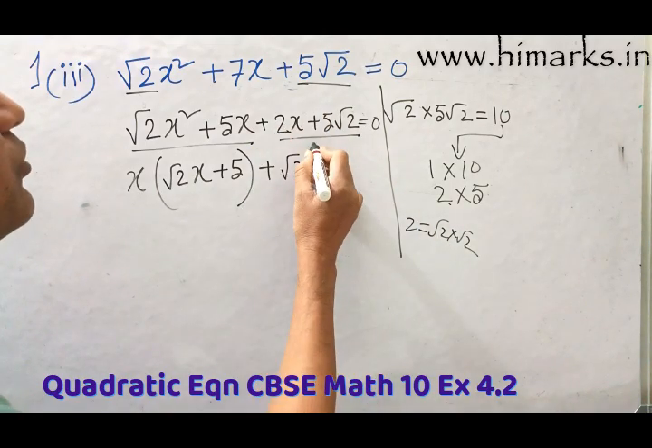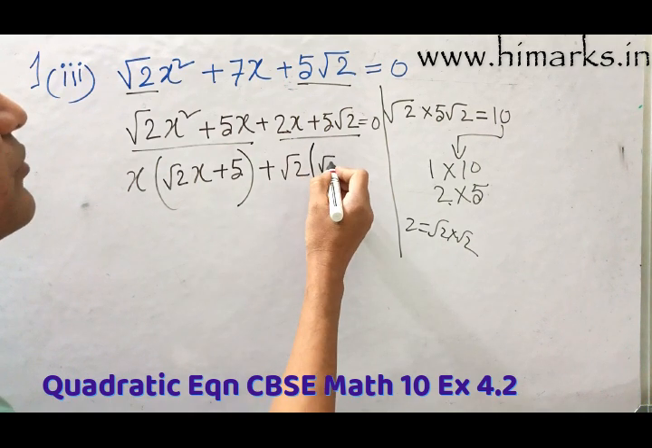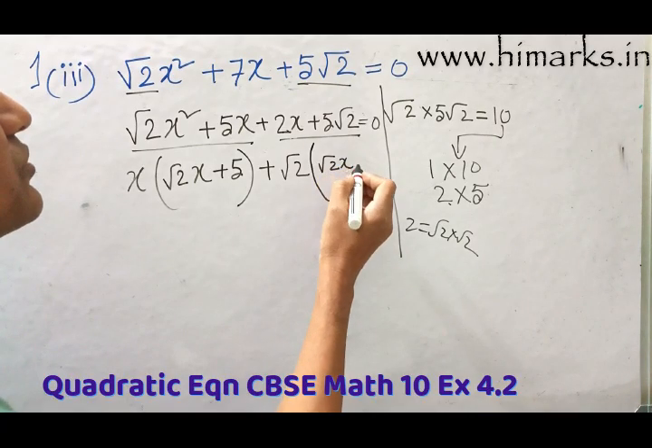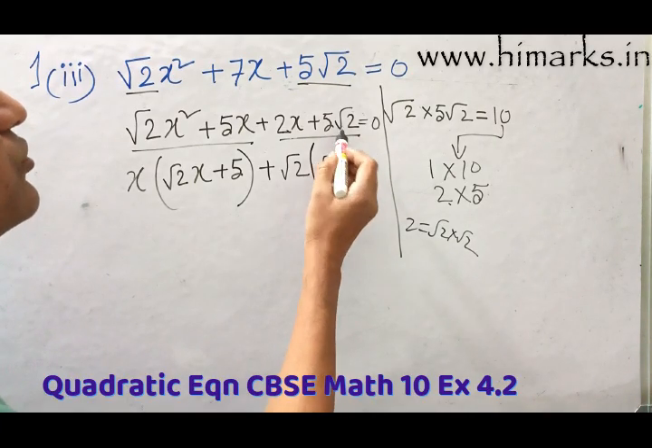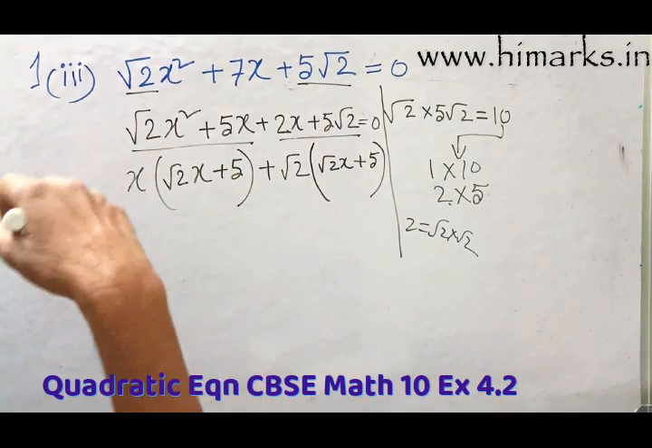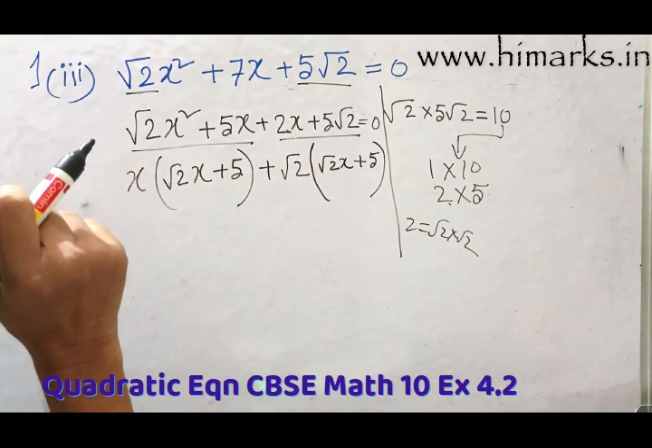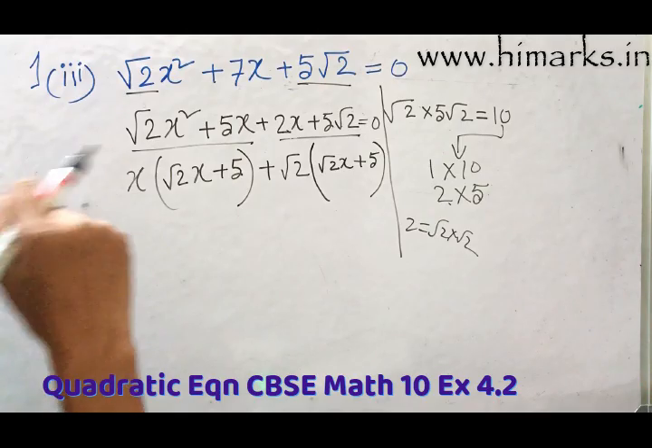So 1 root 2, if you take common here, 1 root 2, the other root 2 will be here. So this is root 2x. And the root 2 is taken common, so here we remain 5. After doing this, you check, see these and these should match. Yes. So it is a little difficult to take common here.